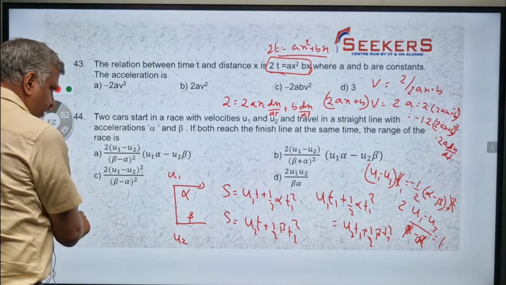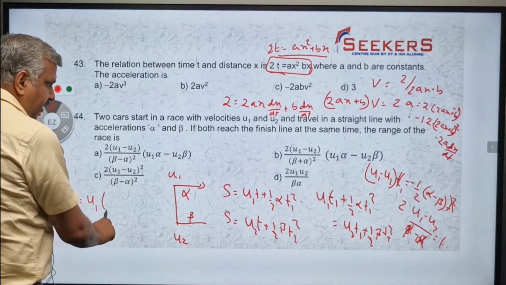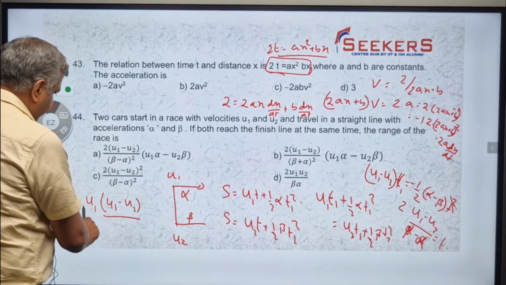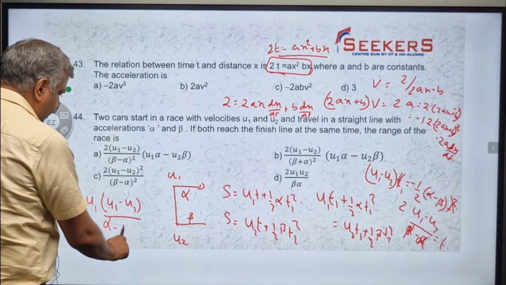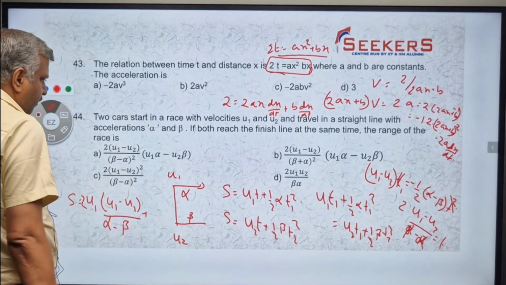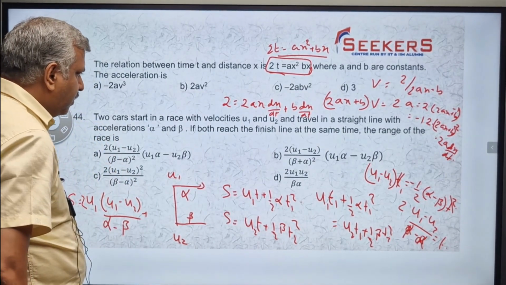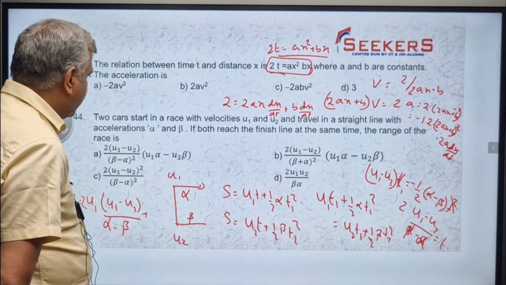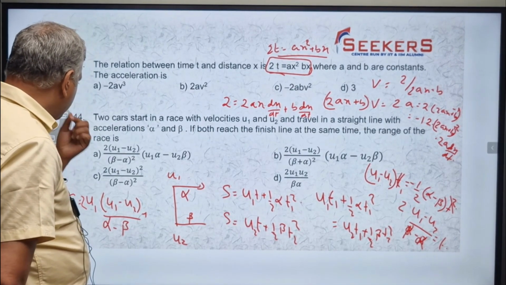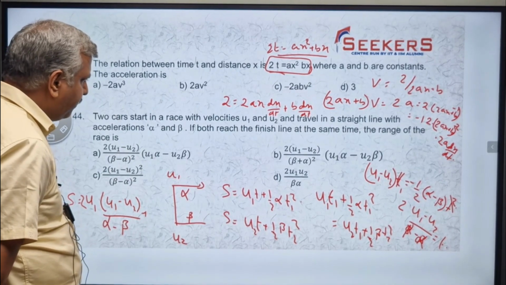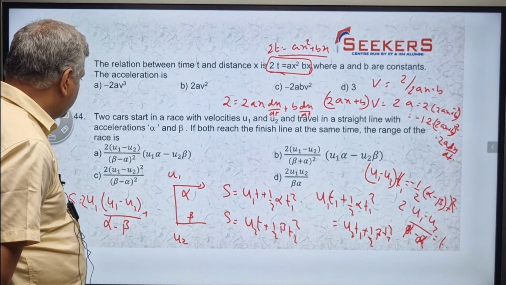So the range s is equal to u1 into (u1 minus u2) by... this is 2 times (alpha minus beta) plus half a t squared. So if I substitute, I will get it, but I want to see. Alpha is the acceleration. So let me just see, because all the formulas are looking a little different, let me see if dimensions will help me do it.